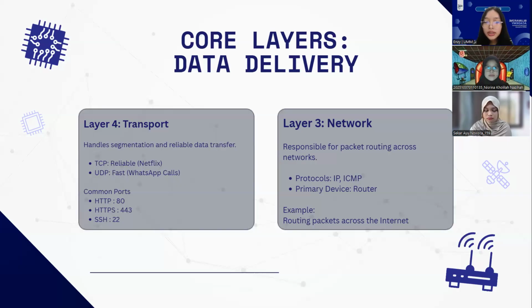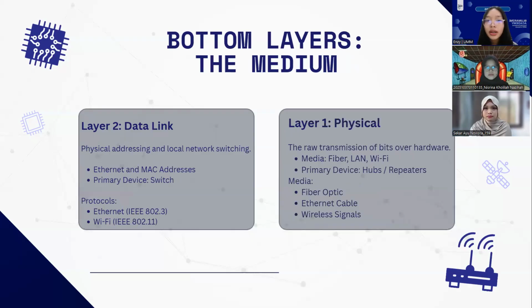Routers operate at this layer and help forward packets toward their destinations. So, commonly used protocols are IP and ICMP, and the primary device is the router. And then next we have the bottom layers, the media layers.